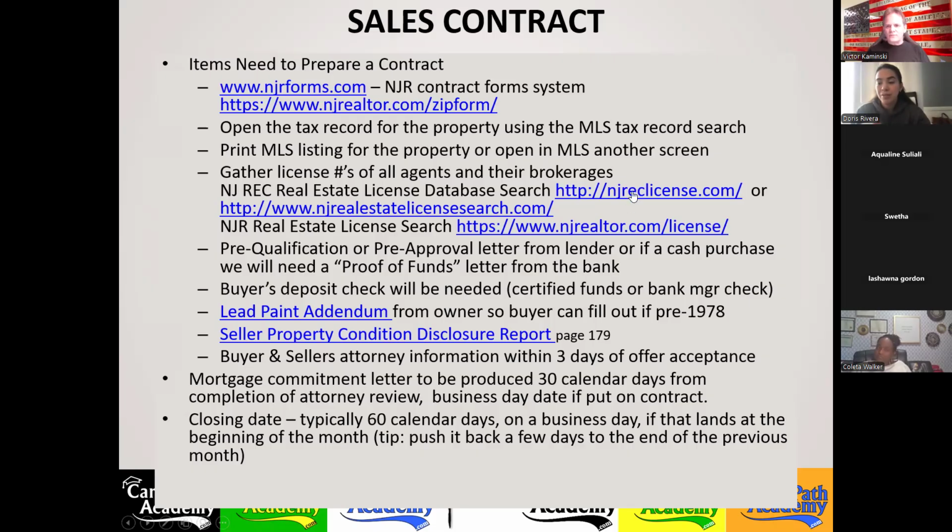So I have a couple of, once again, domain names that I bought that I pointed to the contract form systems on the Real Estate Commission's website. This is a shortcut instead of that really long domain name with uppercase and lowercase and dashes and underscores that is case sensitive. So instead, it's easier just to remember these: njreclicense.com or njrealestatelicensesearch.com. These are domain names that I bought, and I just pointed them to the New Jersey Real Estate Commission's database, where you could search the status of somebody's license. So you could also search for their license number.